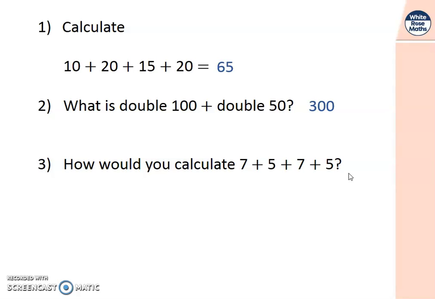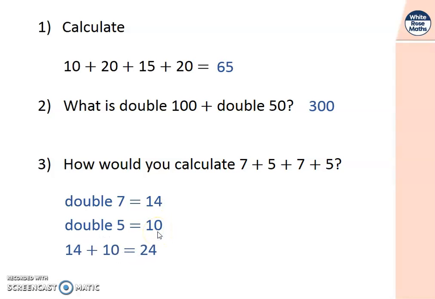Pause the video while you work out your method. I wonder how you did it. Maybe you did it like this. You spotted that there were 2 7s, and double 7 is 14. And then you might have seen that there are 2 5s, and double 5 is 10. But we can see we need to add them all together. So we need to do 14 add 10, and we get 24. So the answer is 24.